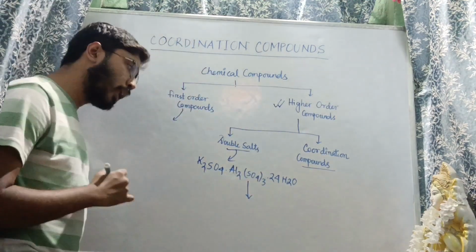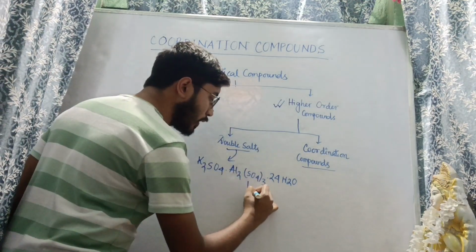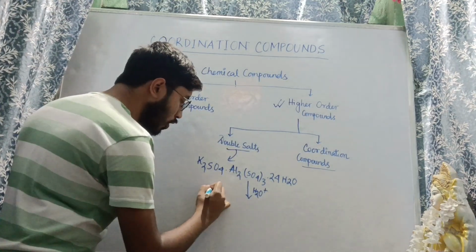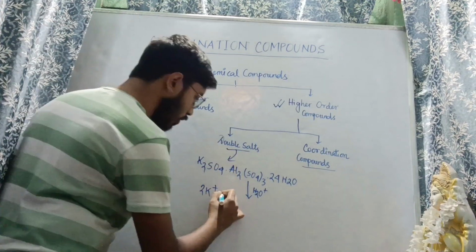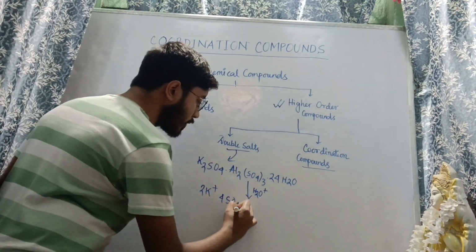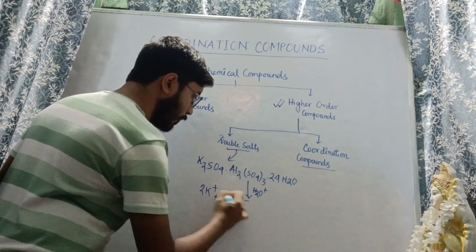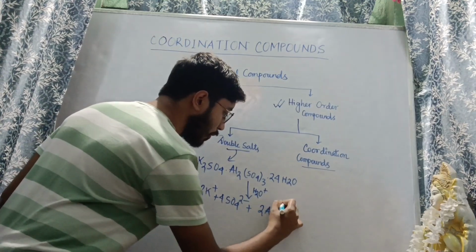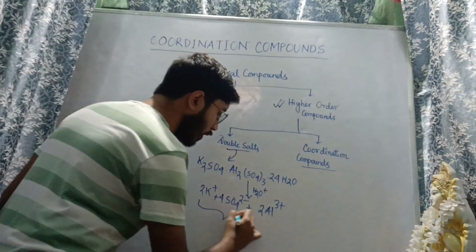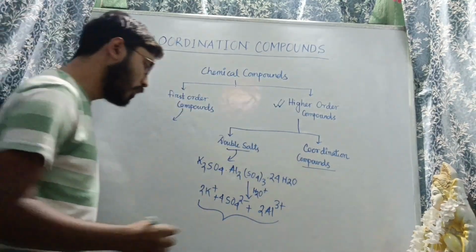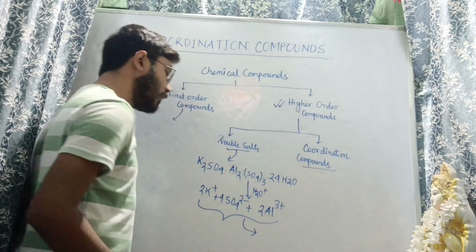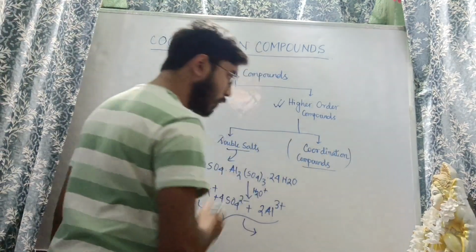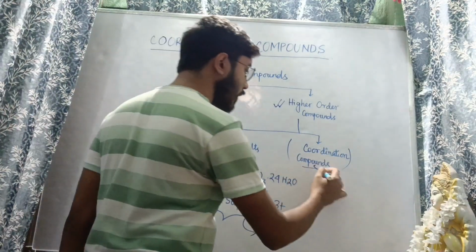When the potash alum is dissociated in water, it forms 2 potassium ions, 4 sulfate ions, and 2 aluminium 3 plus ions, and the presence of these ions is chemically detected. But in case of coordination compound, what is a coordination compound?